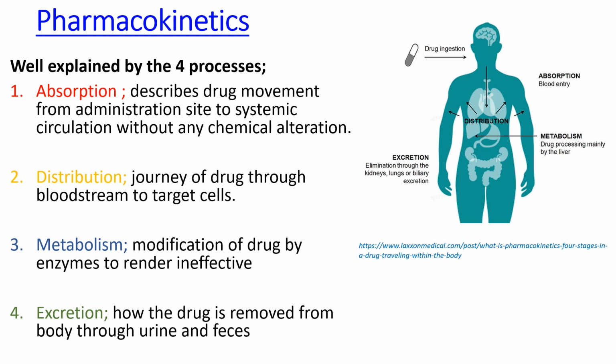A drug is being administered from wherever it is. We are looking at how it is going to get into the systemic circulation without any chemical alteration. That is absorption. The next after absorption is distribution. It has now moved in, and now you expect it to reach the target tissues. So the journey of the drug through the bloodstream to the target cells is the distribution.